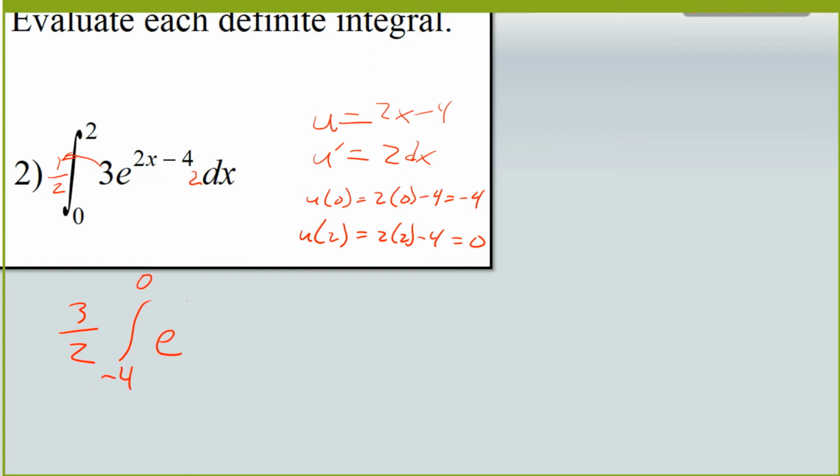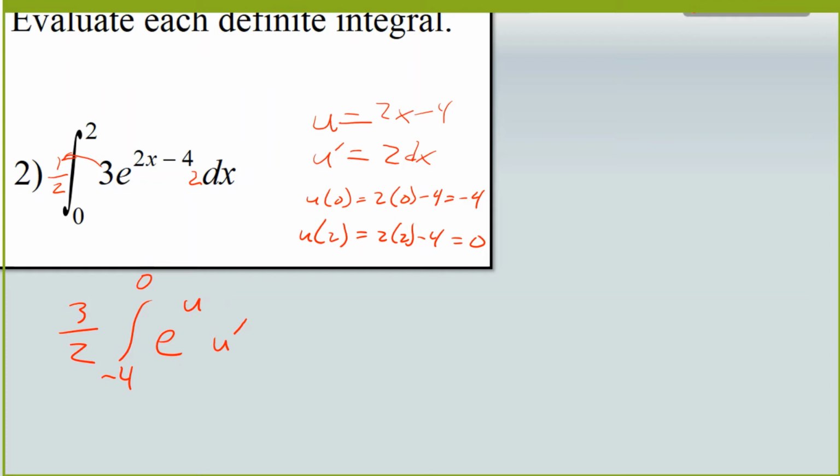of e to the u power times u prime. Okay, so that's u is 2x minus 4, so this is e to the u power, and then u prime is 2 dx, so 2 dx is u prime. Okay, any questions on my substitution? No.